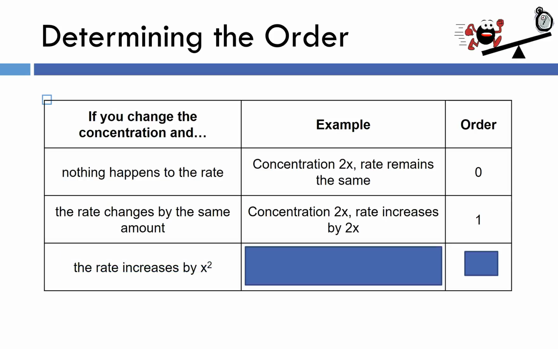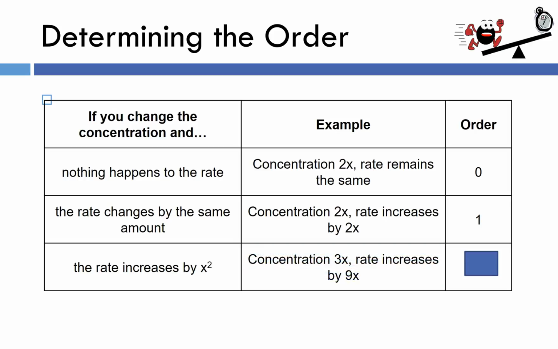Let's say you change the concentration and the rate increases by a factor of x squared. So you triple the concentration and the rate increases by 3 squared, or 9. Is this exponent of 2? We call this second order.